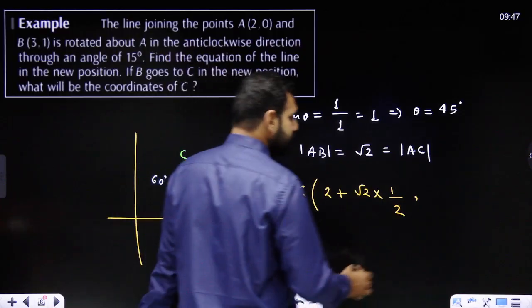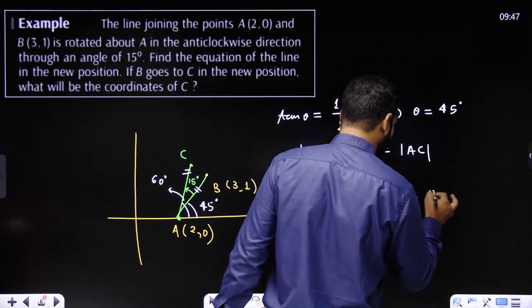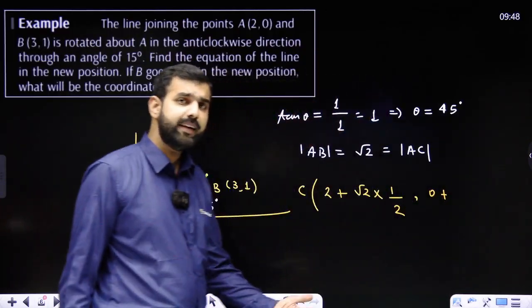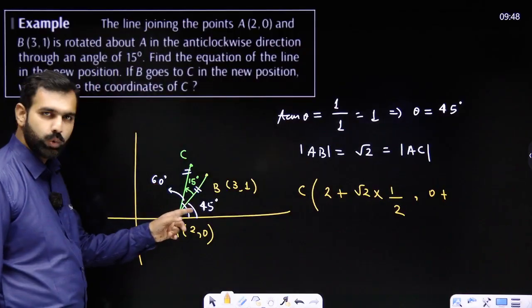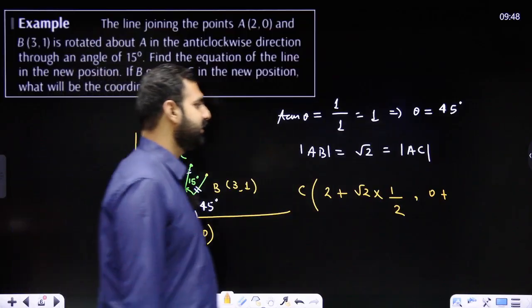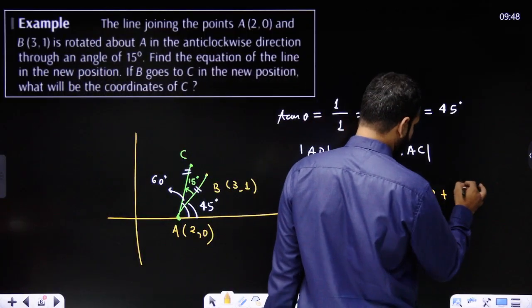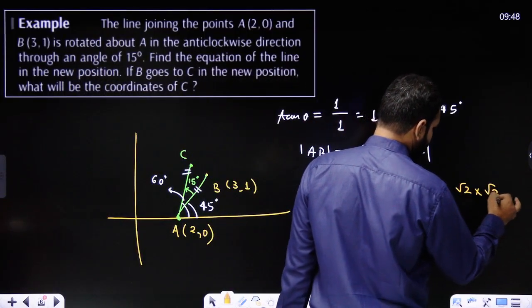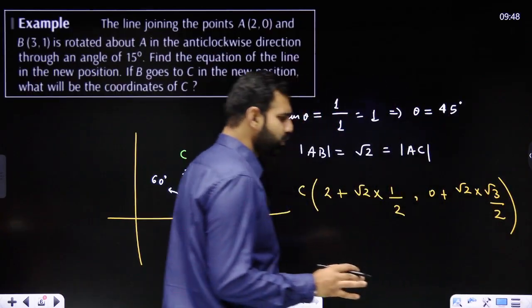Similarly, I'll be writing the y coordinate as y1, which is 0, plus r sin theta. What is r? Root 2. And sin theta is sin 60. Sin 60 is root 3 by 2. So r was root 2 and this is root 3 by 2. So I hope there is no confusion so far on this.